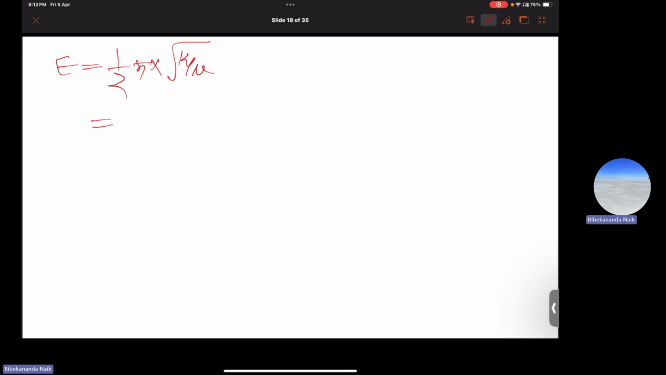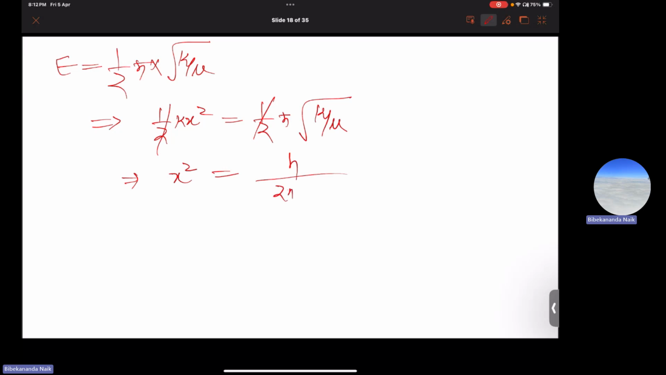So if you calculate, again this energy is nothing but half kx square, which is half h cross root over k by mu. So x square will be, how much? This half gets cancelled out. It will be h by 2 pi mu into k root over, because root k and this k will cancel, and then this root k will be in the denominator.